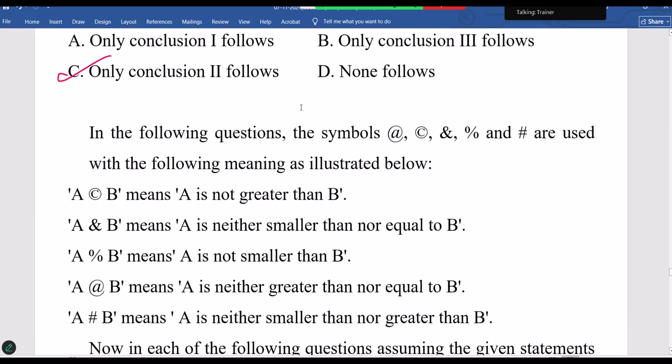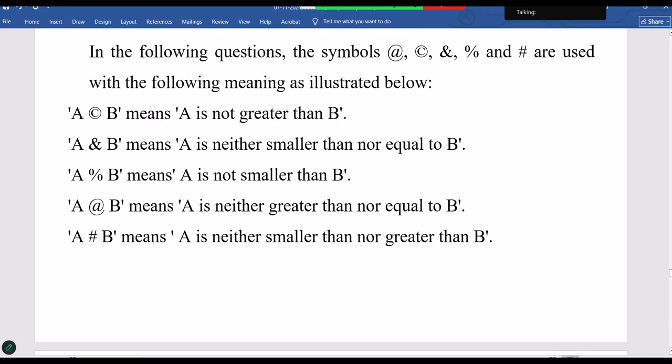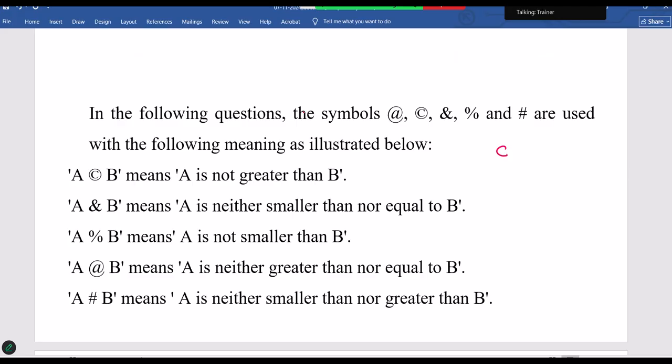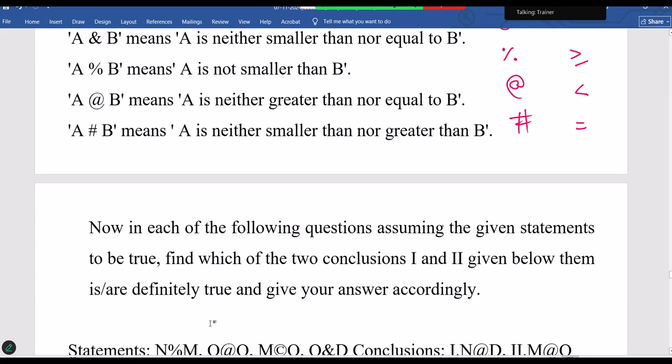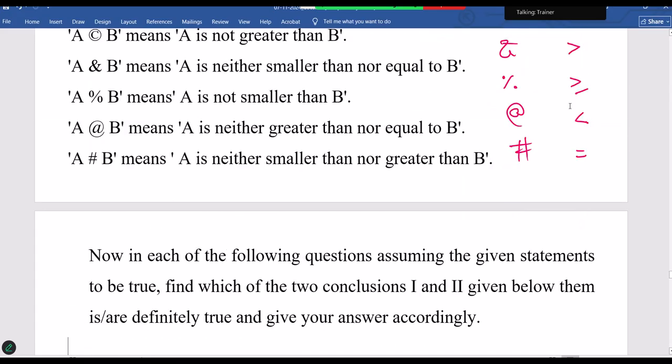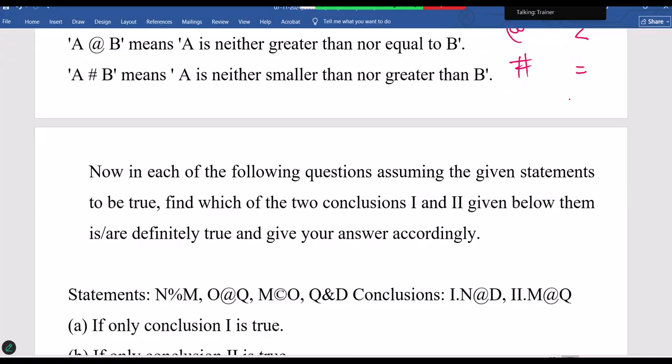Now start decoding again for this question. Copyright is less than or equal. And is nothing but greater. Percentage is greater than or equal. At the rate is less than. Hash is equal. Here the copyright symbol is mentioned. Now as per the question, statements: N percentage M. Percentage means either greater than or equal. Now go for this connection.